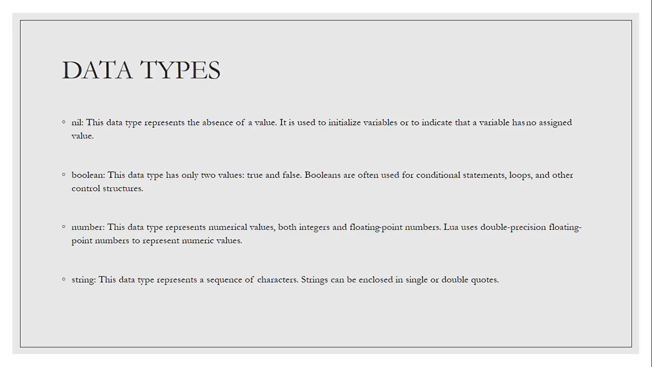to represent numeric values. What is double precision for floating point numbers? That is not important right now. You do not need to worry about it. I'll discuss it in my future lectures. Just focus on these data types. String. This data type is a sequence of characters.